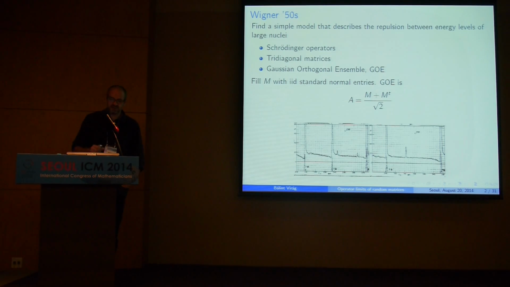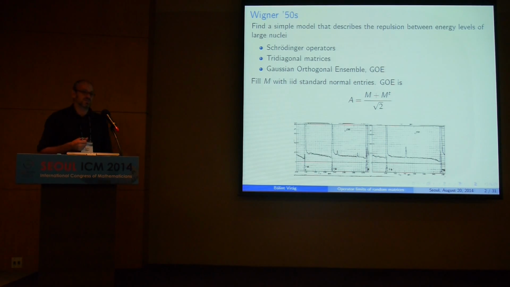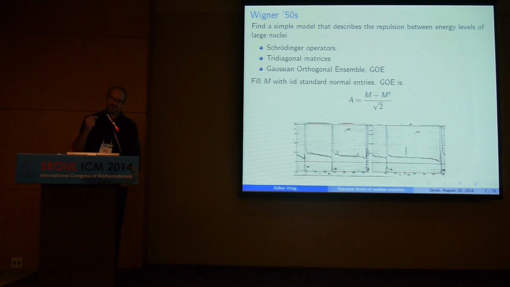So maybe I'll start in the 50s, where basically the circle of questions that we look into nowadays originated. It was Wigner's idea to find a model which is good for modeling the gaps between the energy levels of large atoms.